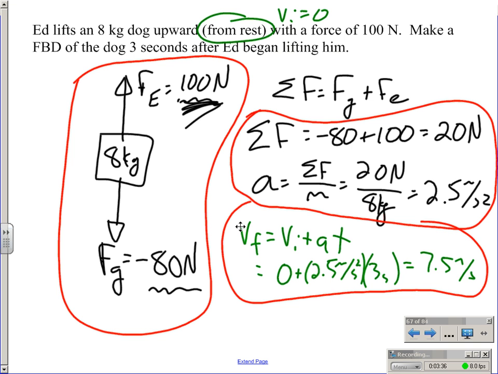The big thing I want you guys to understand here is the force that determined the acceleration was not Ed's force. The force that determined the acceleration was the net force. Okay, that is going to become very important in the next example. Please notice that the only reason Ed was able to lift the dog is because the force he exerted here was more than the force of gravity. In the last video we saw what happened if Ed's force had been smaller than the force of gravity, which is it wouldn't move and the normal force would fill in the remaining force.